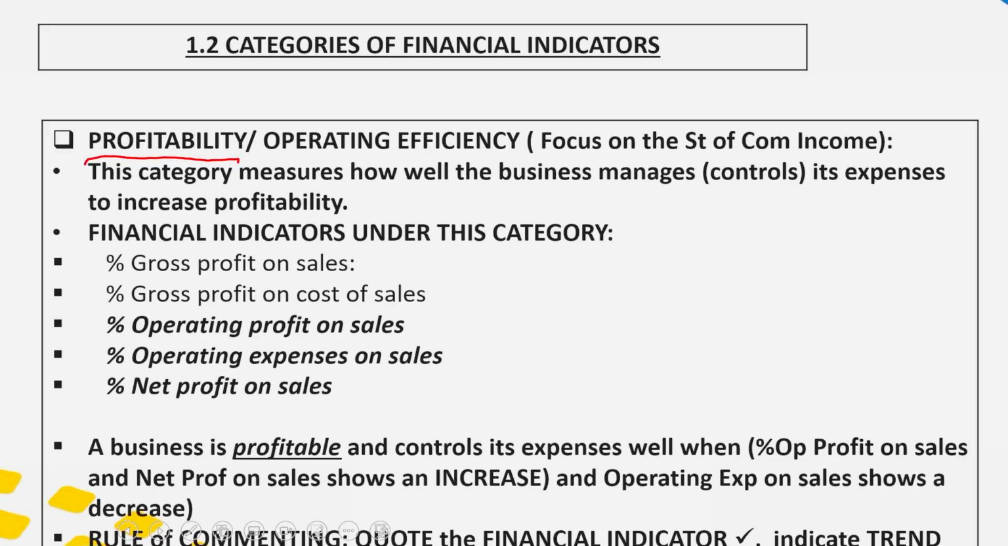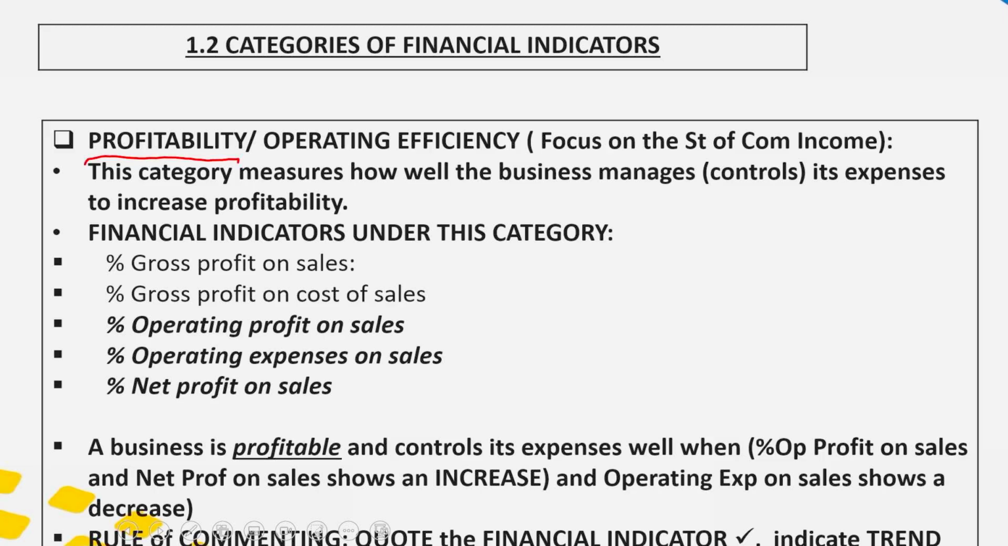Which indicators must we use when commenting on profitability? These are the bold indicators that we must always mention when commenting on profitability. I am referring to operating profit on sales. I am referring to operating expenses on sales. And lastly, the net profit on sales. Let me repeat myself. We have 5 indicators under profitability, but from the 5, 2 of them are not allowed. We are not allowed to use them when commenting on profitability. For example, I have mentioned your gross profit on sales, your gross profit on cost of sales.